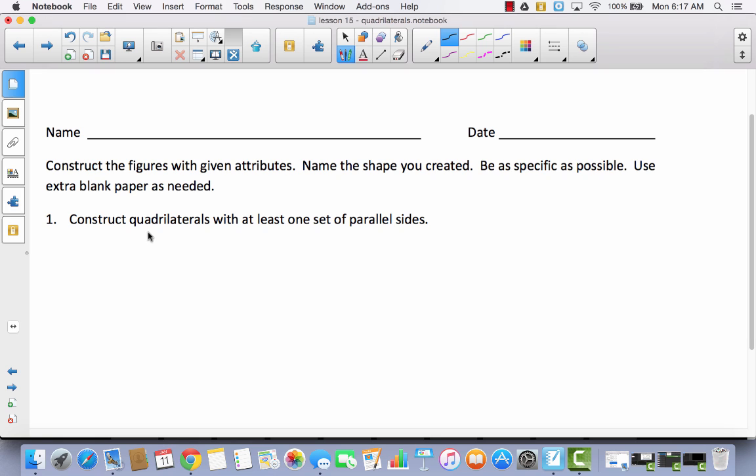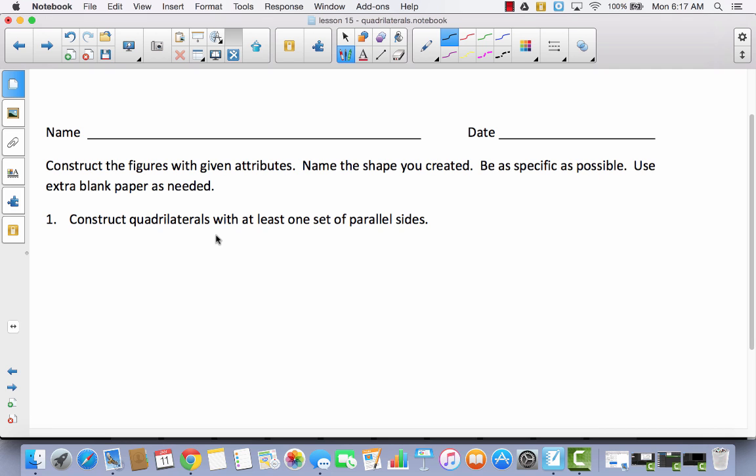So it says construct quadrilaterals, so that means we're going to do more than one, so don't make them too big, with at least one set of parallel sides. So I want you to just take your straight edge, and I want you to draw a four-sided figure with one set of parallel sides. I want you to pause the video and then come back.